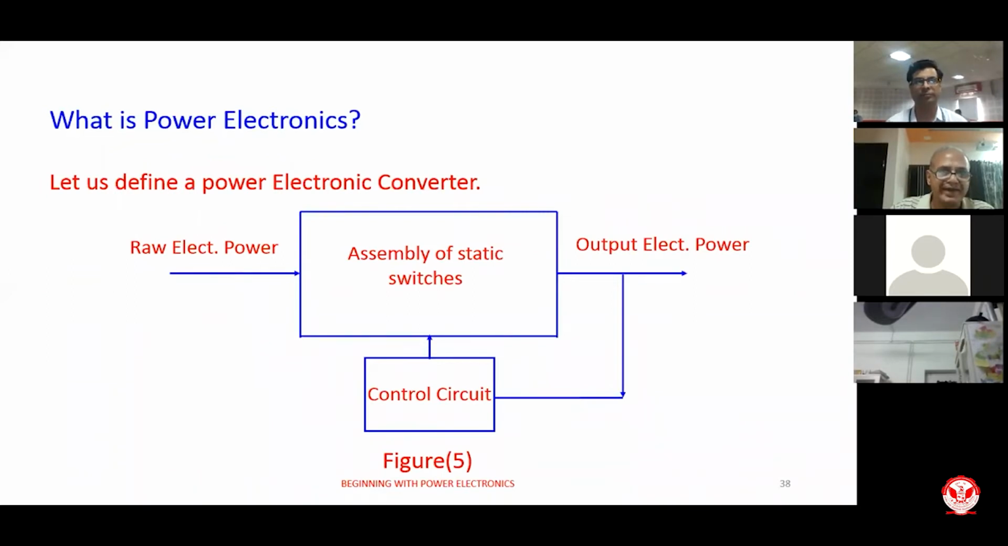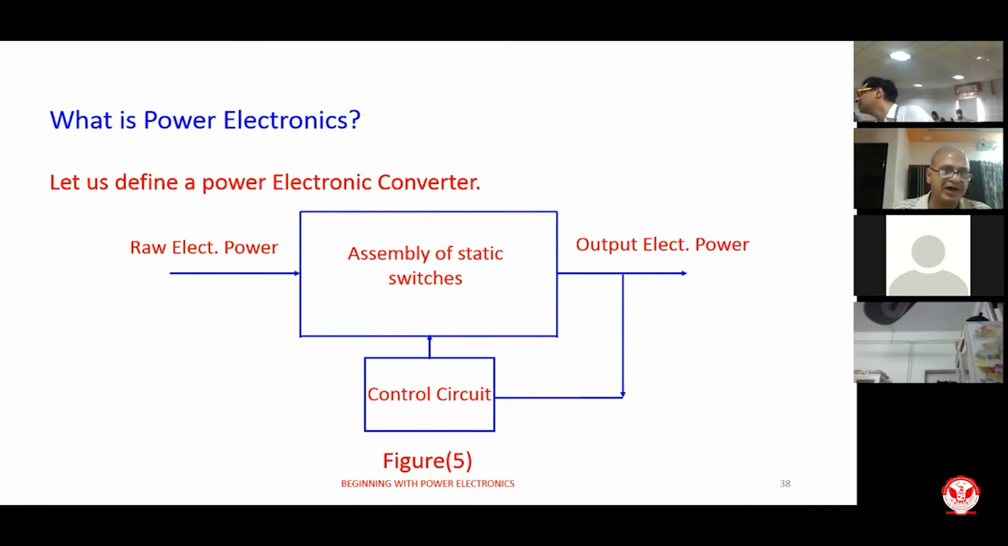This simple diagram shows the general layout of a power electronic converter. Raw electrical power is available to us, and somehow it is required, because the raw electrical power which is available is not suitable for optimum performance of my load. So I convert the shape or form of raw electrical power into an electrical power which suits my load for its optimum performance.